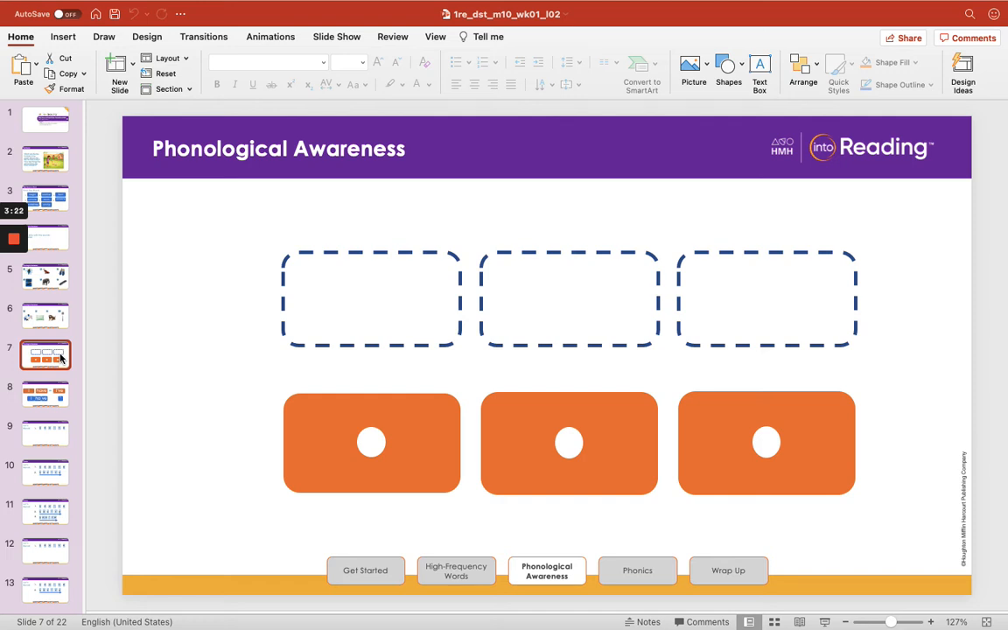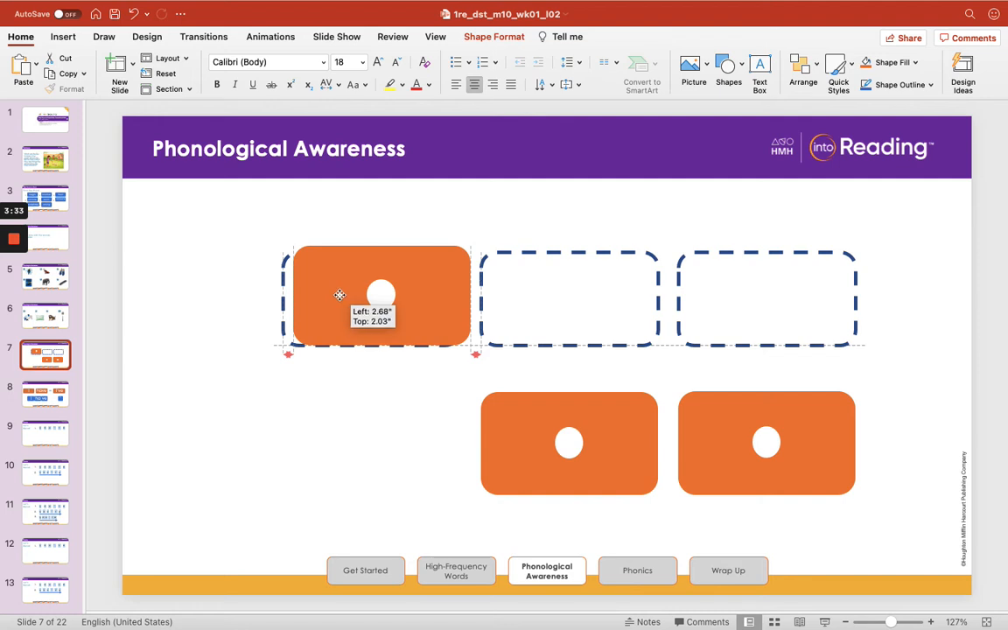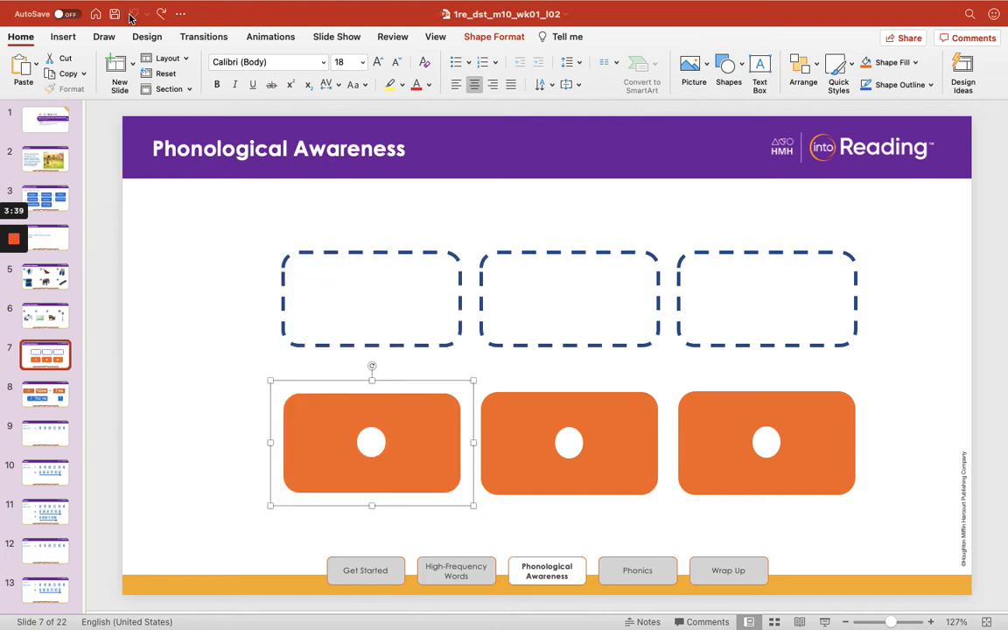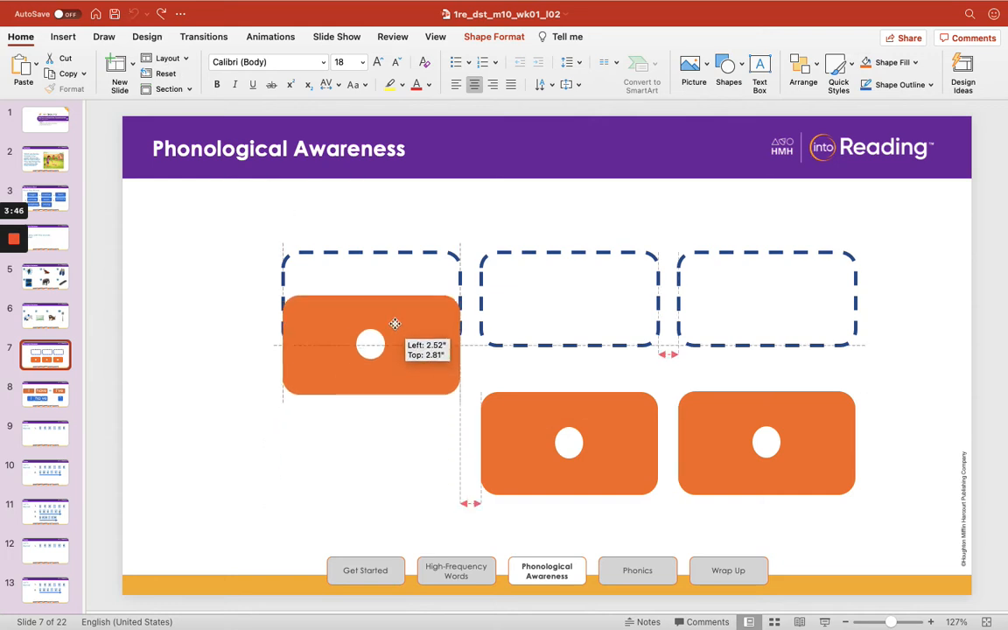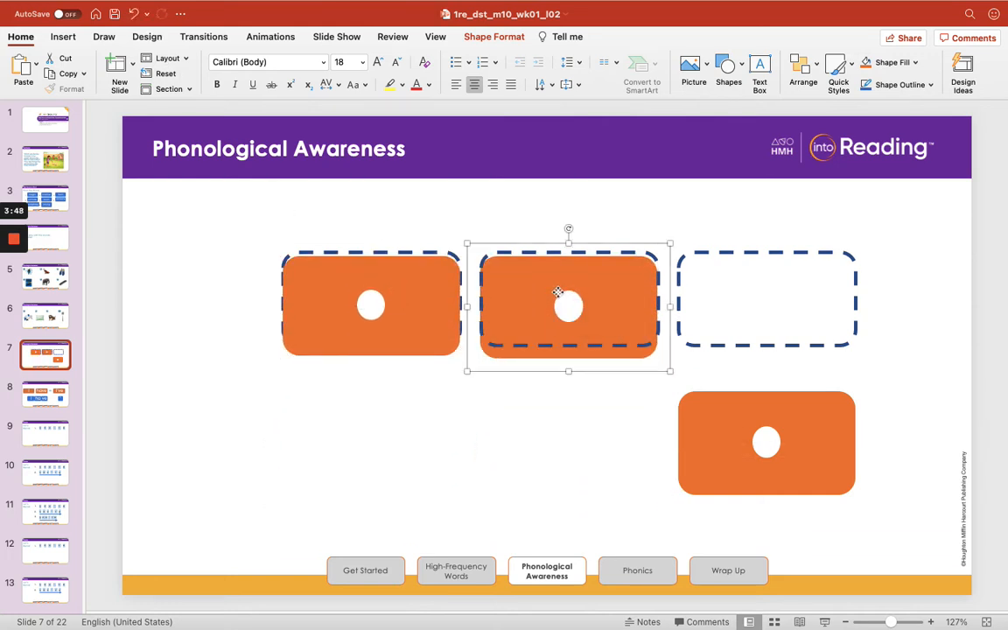Let's see, so here we go. Did. How many syllables is did? Clap it with me. Did. Did is a 1 syllable word. Okay. What about didn't? Clap it with me. Didn't. Didn't is a 2 syllable word.